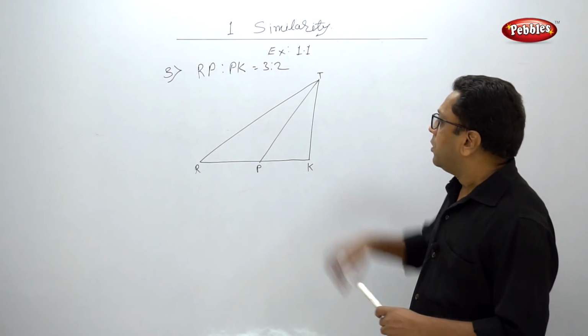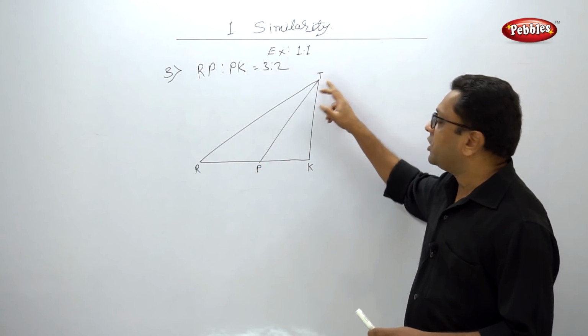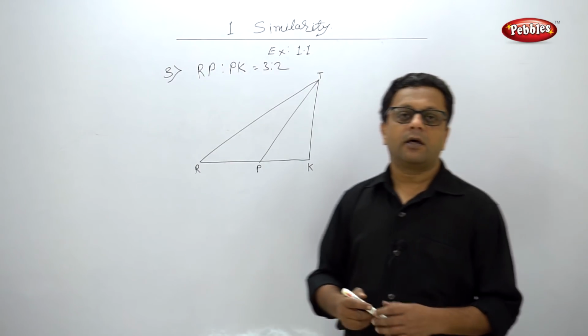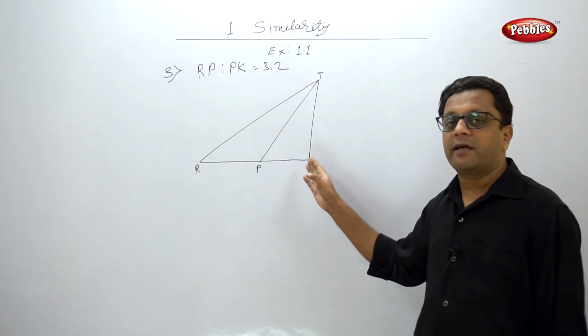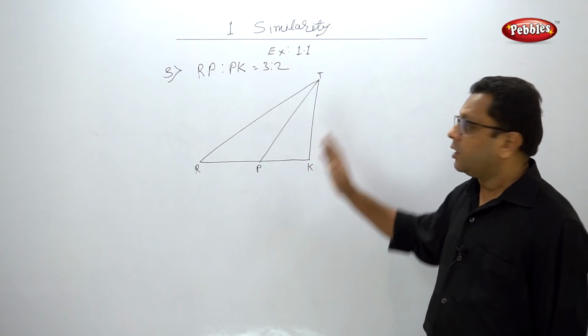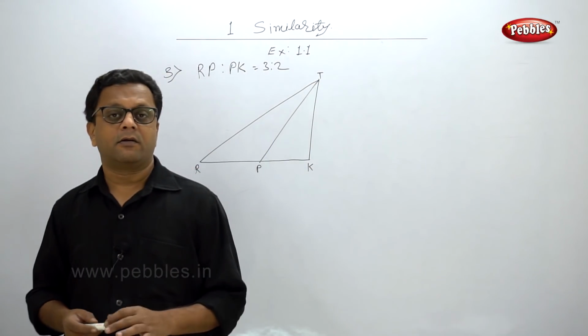Okay, so you can see that for all three triangles, the vertex T is common. So the height of all these triangles is the same. Now here it may look like a right angle, but it is not a right angle because they have not mentioned it. Even though the figure looks like a right angle, that doesn't mean that it is a right angle.